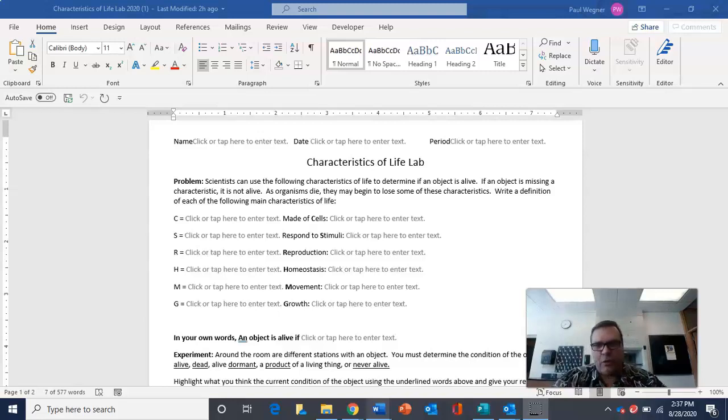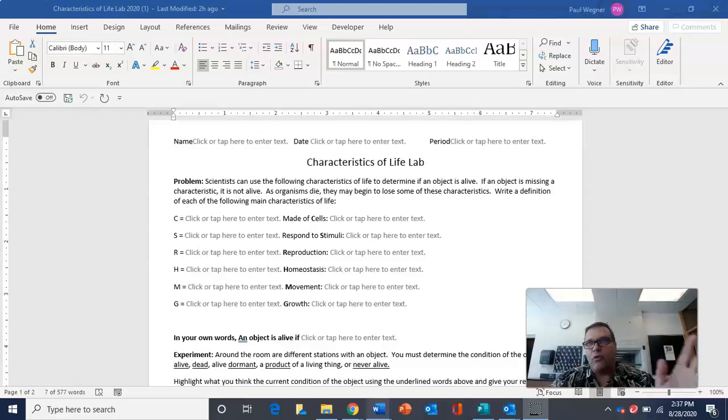And we're going to talk about what scientists use to determine whether or not something is actually alive. So the first one on the left here, it has these letters C, S, R, H, M, G. That's where you're going to write children shouldn't run holding molten glass. Go ahead and stop the video now if you need to and fill that in. Children shouldn't run holding molten glass.